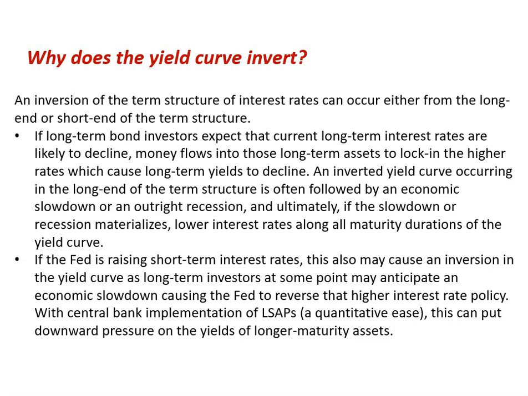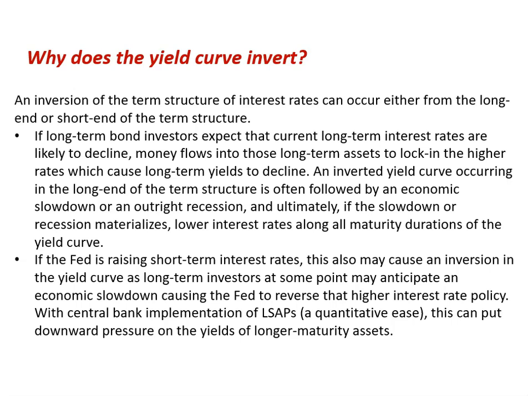An inverted yield curve occurring in the long end of the term structure is often followed by an economic slowdown or an outright recession, and ultimately, if the slowdown or recession materializes, lower interest rates along all maturity durations of the yield curve. If the Fed is raising short-term interest rates, this also may cause an inversion in the yield curve as long-term investors at some point may anticipate an economic slowdown causing the Fed to reverse that higher interest rate policy.